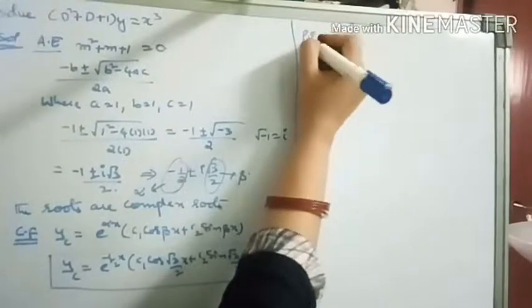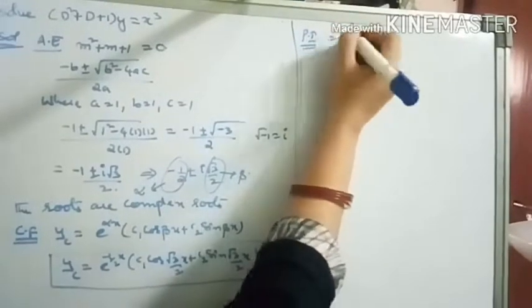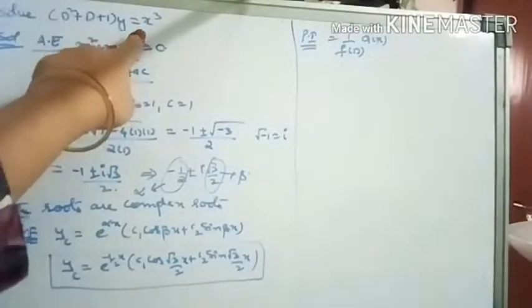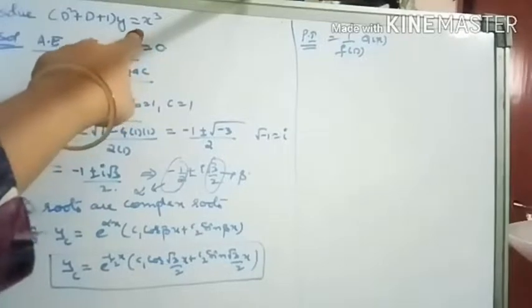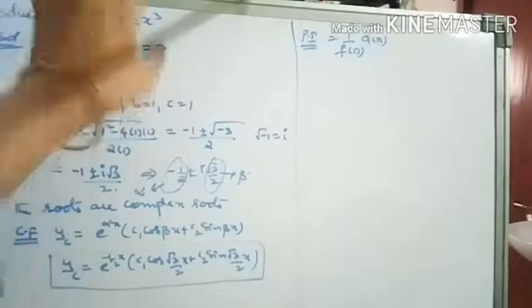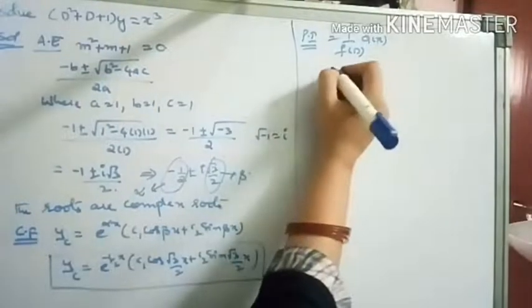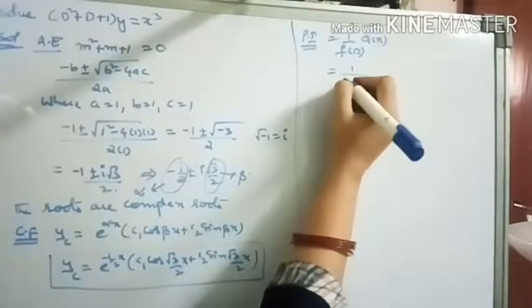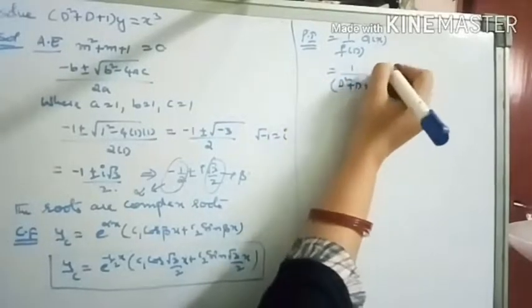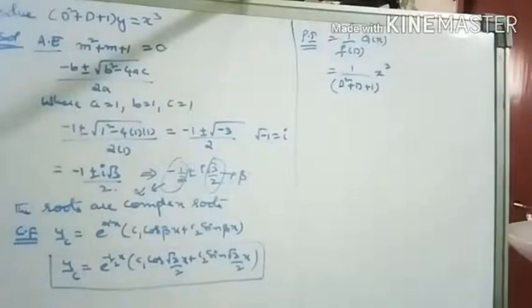PI is equal to 1 by f of D into Q of x, where f of D is the given polynomial in terms of D, where Q of x is equal to x cube. By seeing this x cube, we can decide the problem. The PI has to be solved under rule 3. D square plus D plus 1 into x cube.